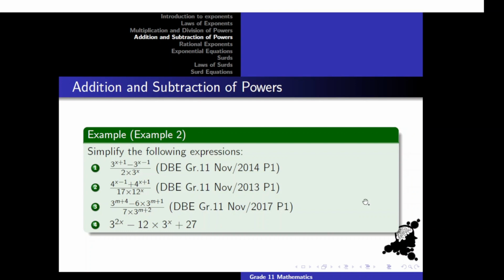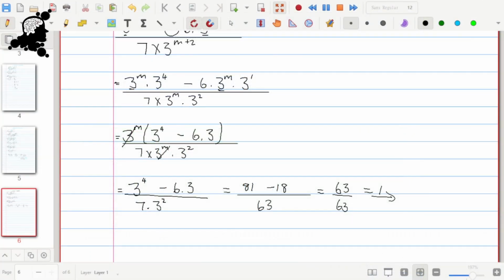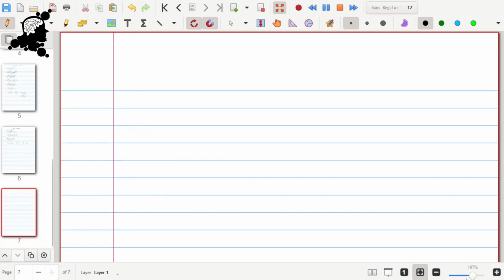Alright, lastly, we have this question. So let's go back to our writing pad and let's write this out. So let's just get a new sheet of paper going here. We've got 3 to the power 2x minus 12 times 3 to the power x plus 27. Let's see what we can do here.